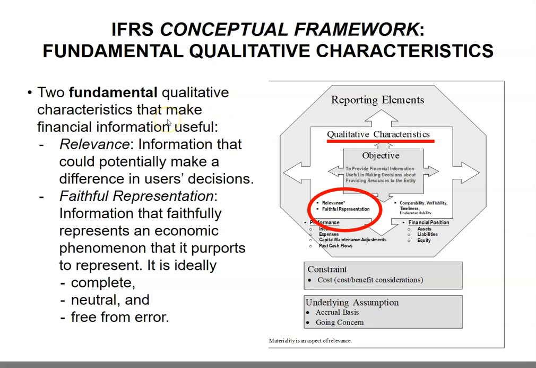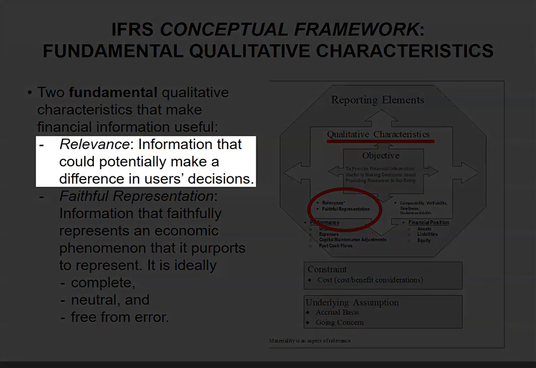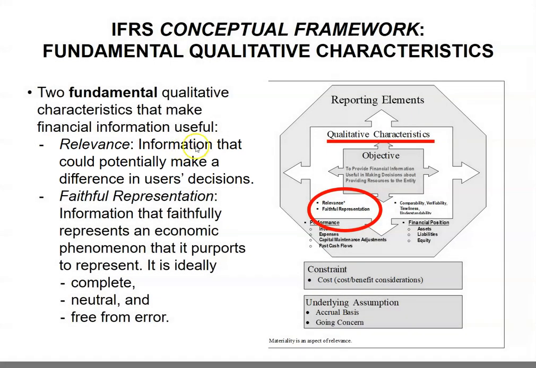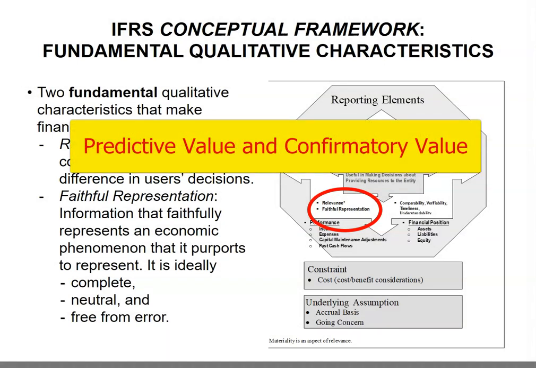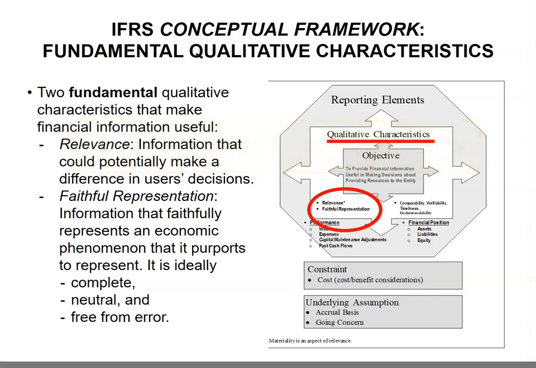The conceptual framework identifies two fundamental qualitative characteristics that are considered to make financial information useful. These fundamental qualitative characteristics are relevance and faithful representation. Information is considered relevant if it would potentially affect or make a difference in users' decisions. Information may be relevant because of its predictive value or confirmatory value, or both. Predictive value of information indicates its usefulness in making forecasts. Confirmatory value indicates its usefulness to evaluate past decisions or forecasts.